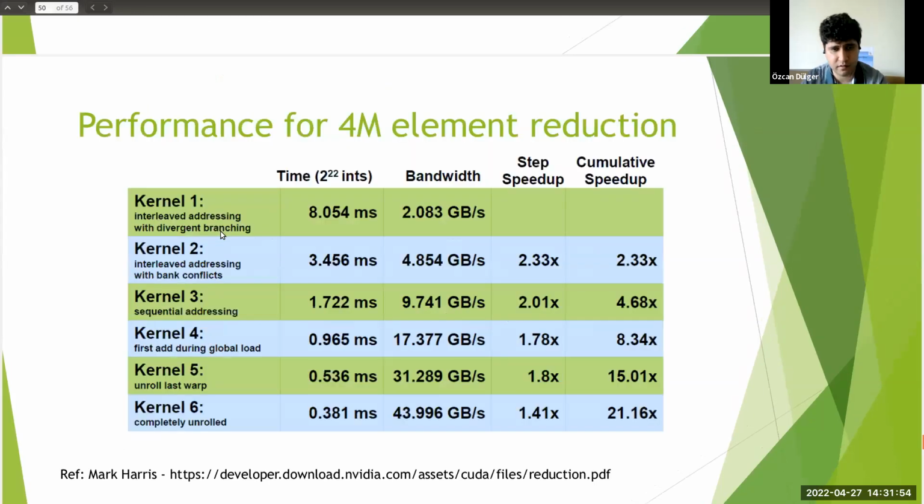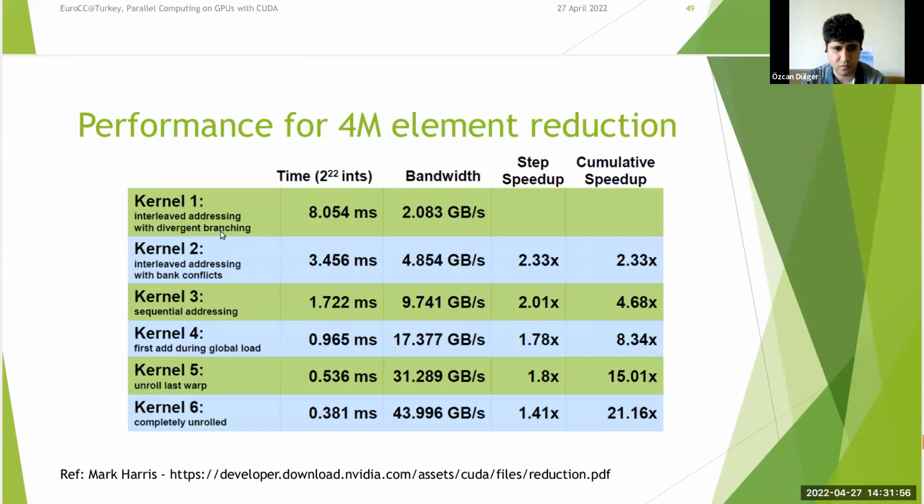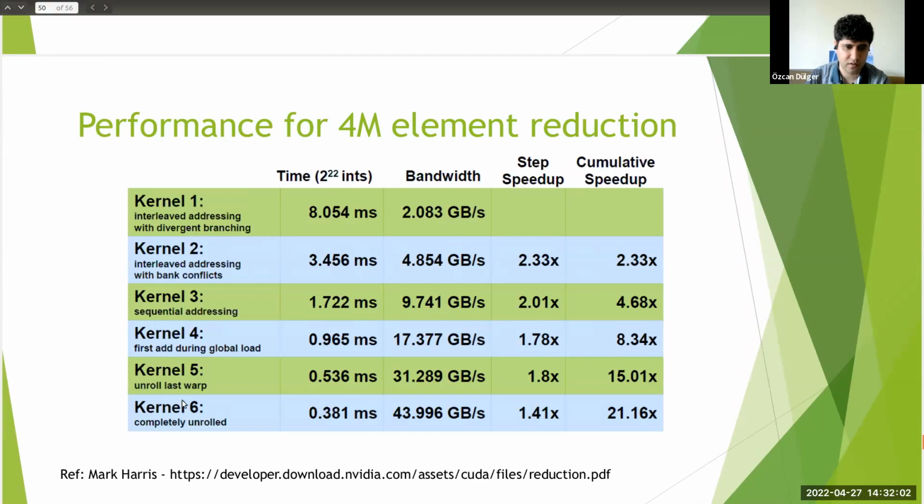So when we check the performance of the sixth approach, here the total execution time is 0.3 millisecond, the step speedup is 1.4, and the cumulative speedup is 21.16. As you see, bandwidth increases with these approaches.